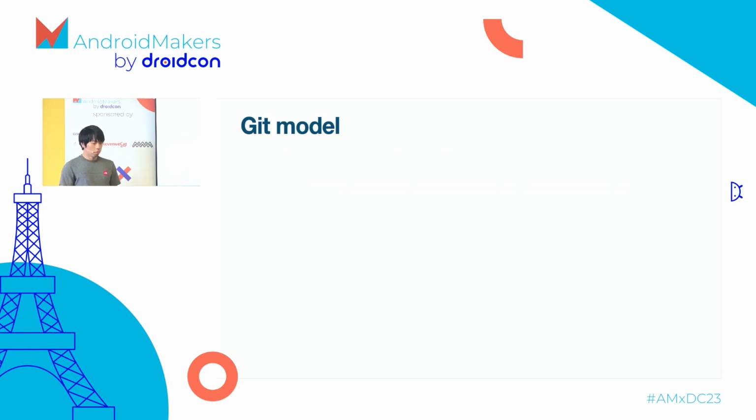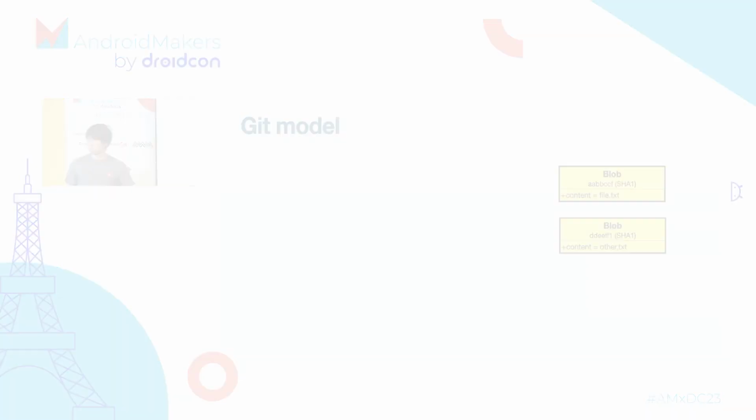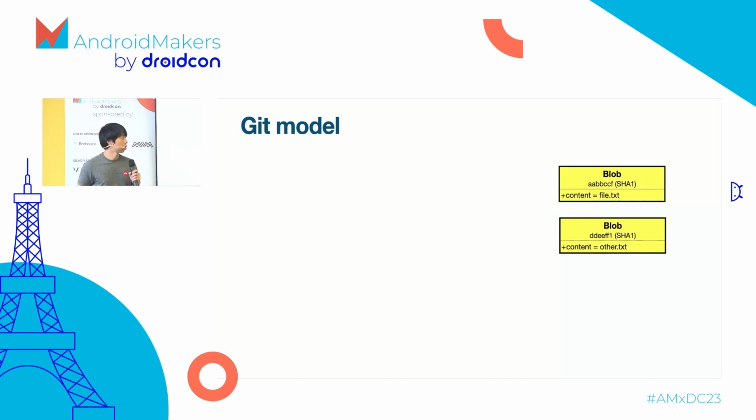So the Git model, I can explain its main model. The first one is the blob. So the blob represents the files, and they contain the information. So the blob represents the file.